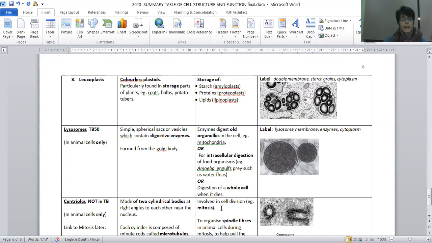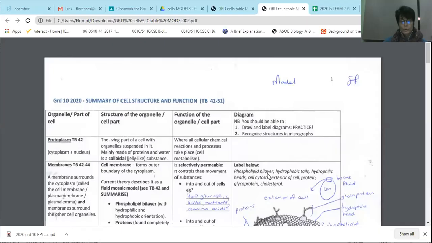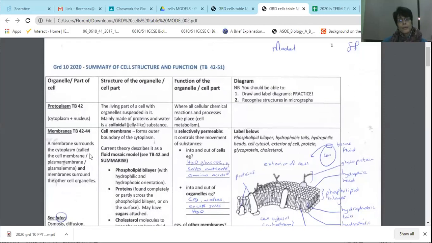Now, because we're on lockdown, I want to show you what the model looks like. So you need to have a look at it now and then fill in your own table, okay? So on page 42, they mention the word protoplasm. Now, protoplasm, it's not a word I often use. It's the living contents of the cell. So the cytoplasm with all the organelles and the nucleus, the controlling center of the cell.